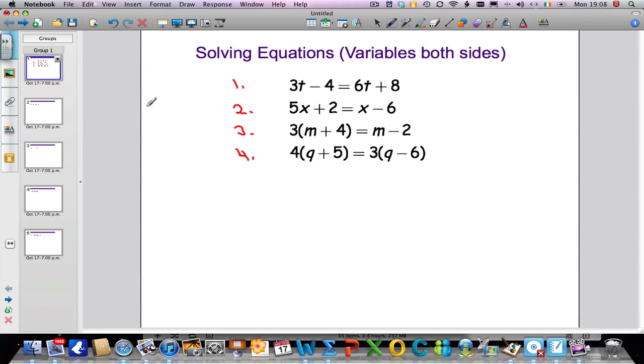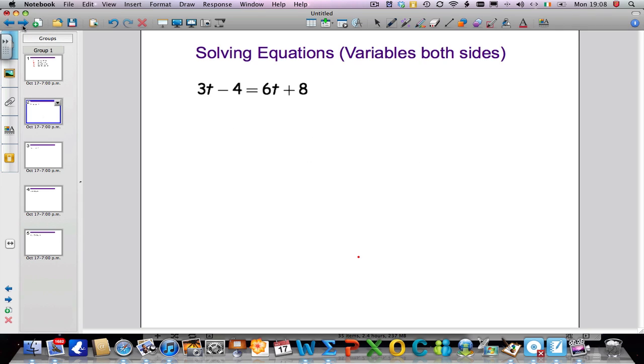This video we're going to be solving equations where we have variables on both sides. So we've got 4 examples we're going to do, and hopefully by the end of it all we should understand how to solve these problems. Right, let's look at the first one.